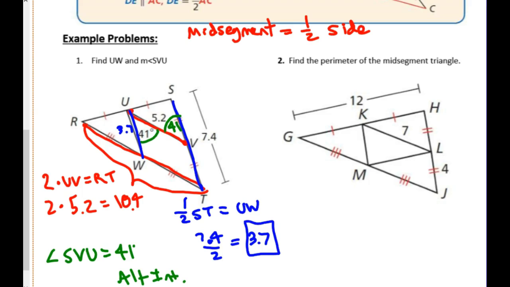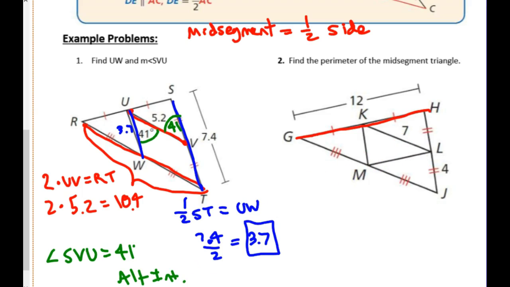All right, number 2 says find the perimeter of the midsegment triangle. What are the 3 vertices of the midsegment triangle? Hint, they're midpoints. What are the 3 vertices, the corners of the midsegment triangle? K, M, and L, or KLM. It's the triangle within the triangle. They want to find the perimeter of that. And we know perimeter means add up all the sides, right? I only have one side on the inside, 7. But I can figure out these missing ones.